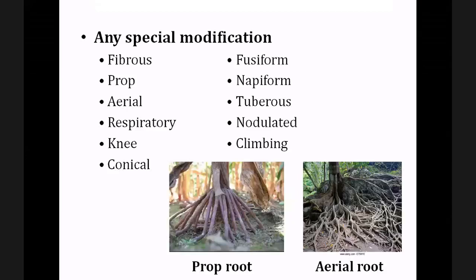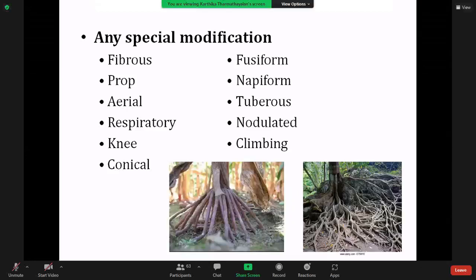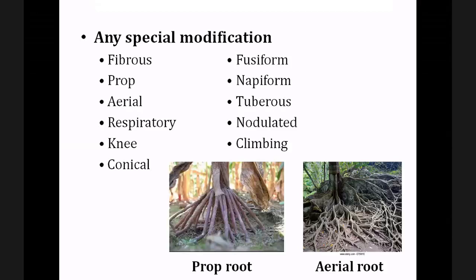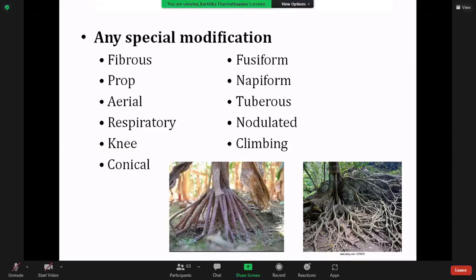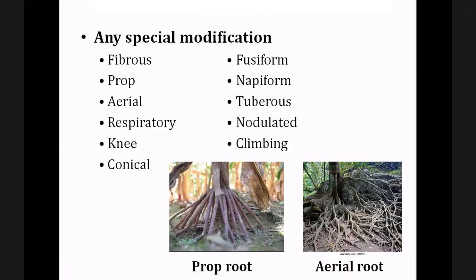Can anyone tell the common name for these? Adventitious. Very good. Okay, the adventitious root. The prop root is one of the adventitious roots because they are emerging from the stem. These modified roots arise from the stem of certain plants. They have the prop root. Not all plants, some plants have this prop root, emerging from the main stem.